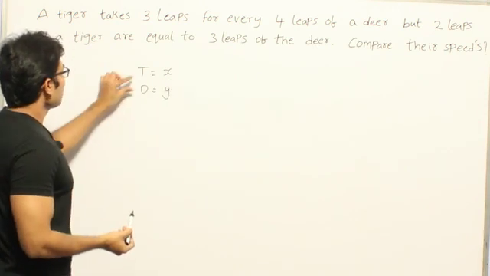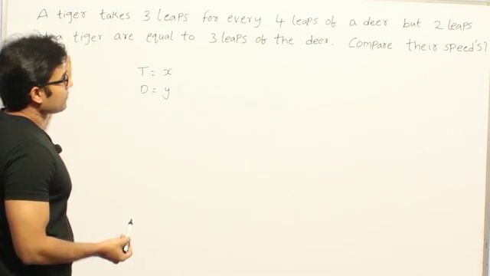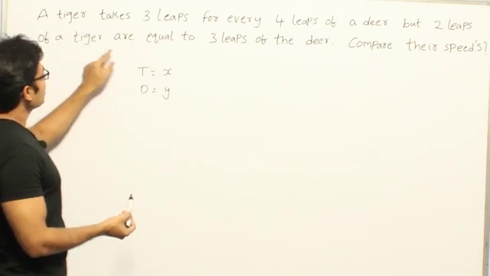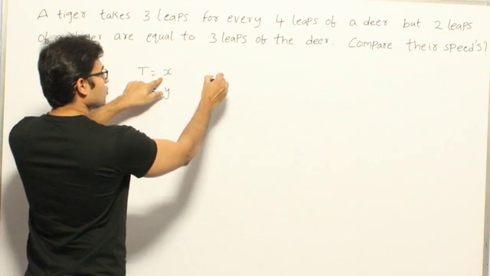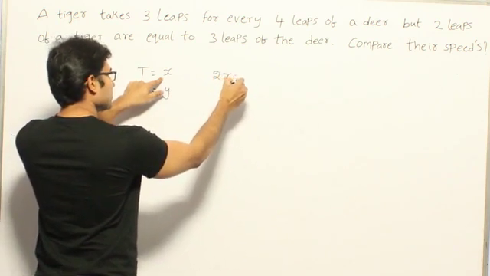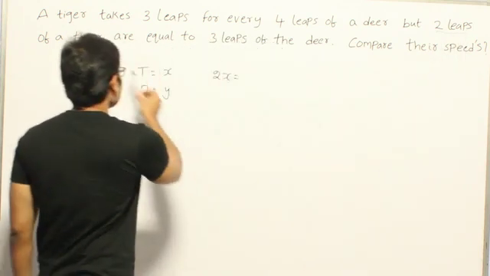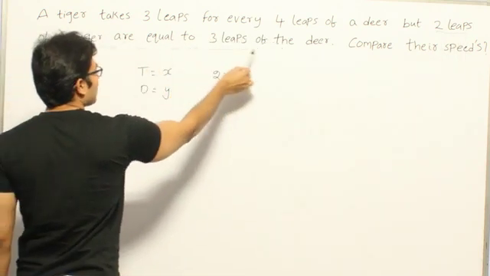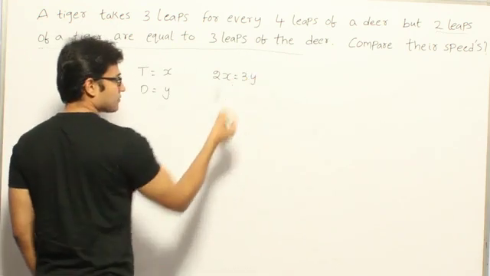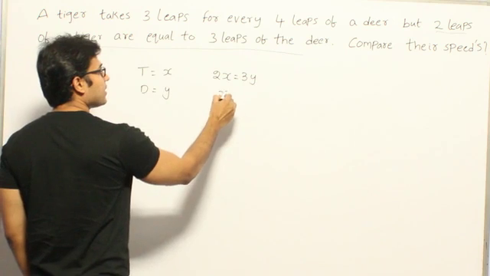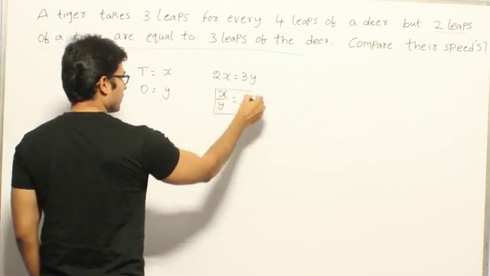Okay, and now they are saying that 2 leaps of the tiger are equal to 3 leaps of the deer. So which means 2 leaps of the tiger means 2 into x is equal to, here see this, 2 leaps of a tiger are equal to 3 leaps of the deer. From this I am writing 2x equal to 3y, right? So from this I can say x by y equal to 3 by 2. So this is what I got.